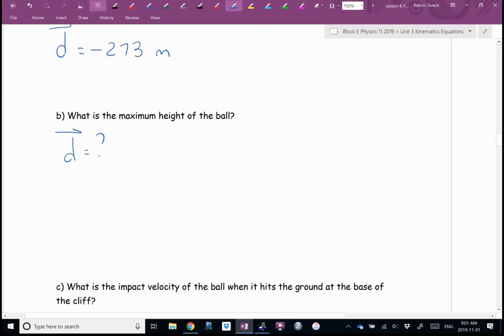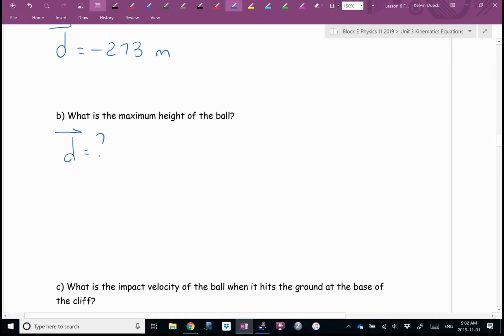Oh, you know what? We found how far below us it went. This is asking us how high above us it went. Are we above in part B or below us in part B? Am I expecting a positive displacement or a negative displacement?